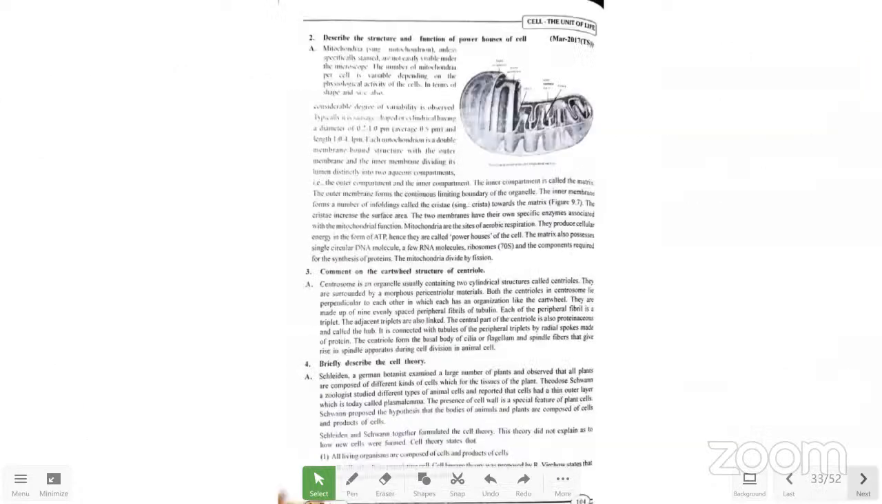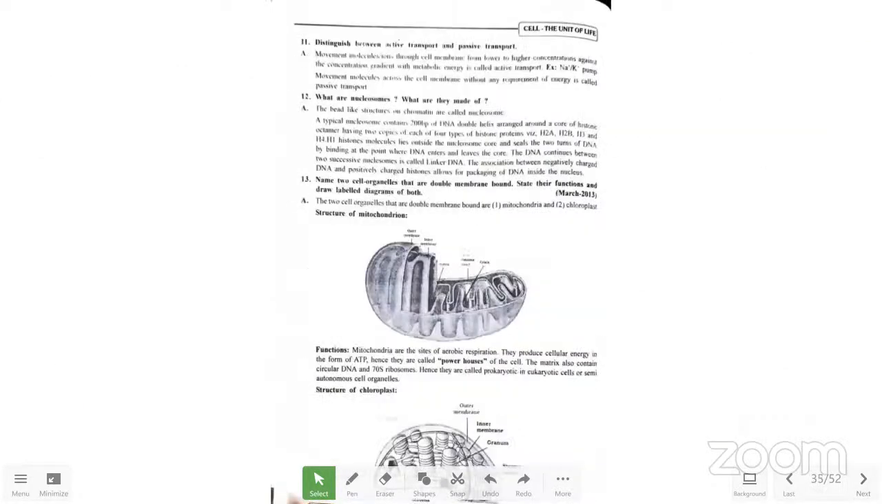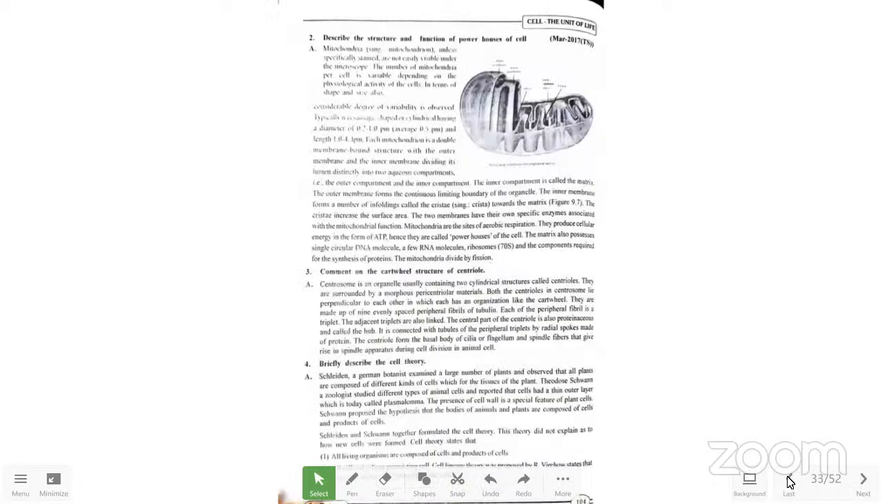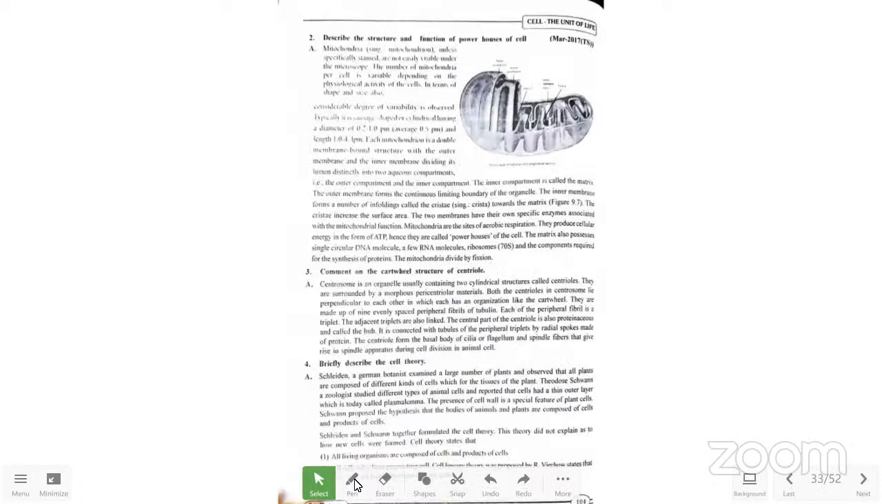Now mitochondria structure was over, functions were over, nucleosome, cartwheel structure of nucleosome was over, centriole was over, cartwheel structure of centriole was over, and the chloroplast, mitochondria was over, cell theory also over. So what else? SCR, rough endoplasmic reticulum, smooth endoplasmic reticulum was also over. Now only 2 questions are left out in this chapter.